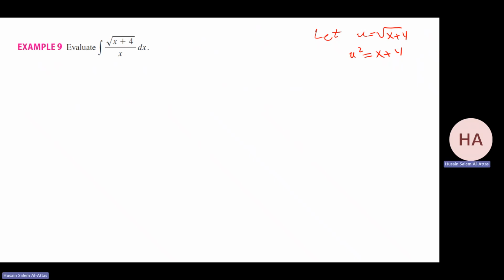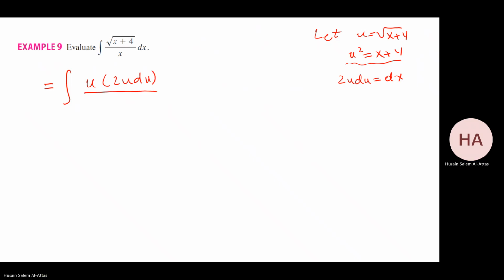Now do the derivative. I can do the differential of this. I have 2u du equal dx. So I'm having dx. That will make it easier. So this one, I can rewrite it. u dx is what? u du, 2u du. x is what? From here, x is u squared minus 4. So that's u squared minus 4.